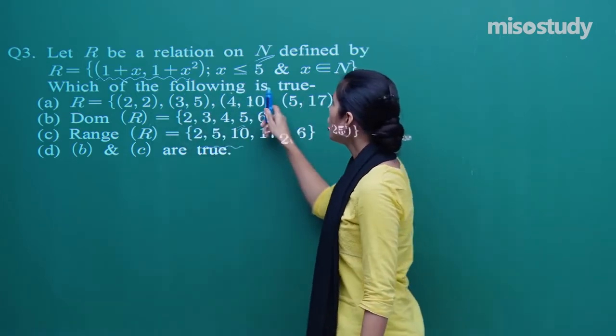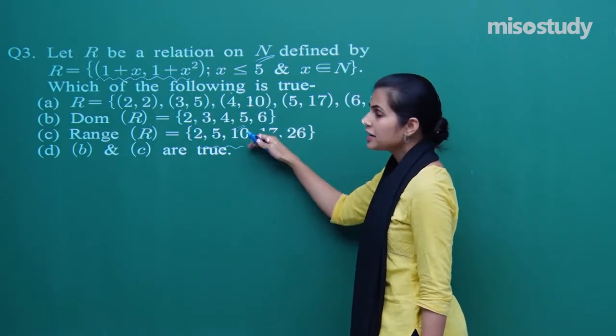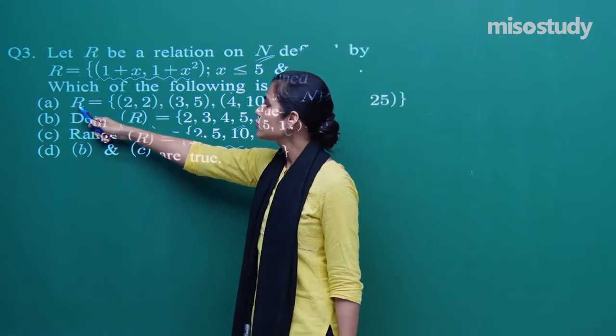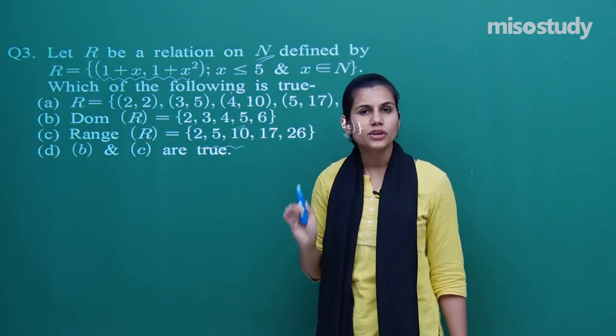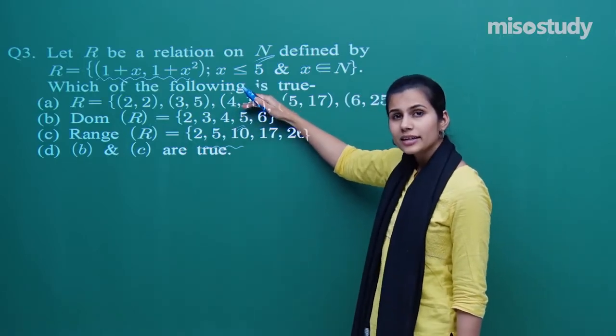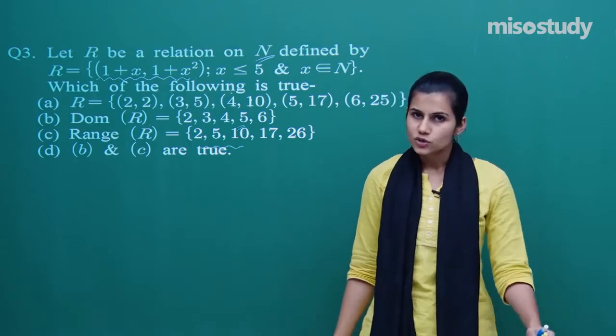So which of the following statements is true? The first statement is trying to give you the entire expanded form of the relation R. In order to tally whether this R is correct or not, we will have to actually find the relation. So let's find it.